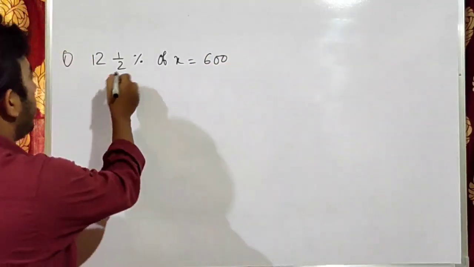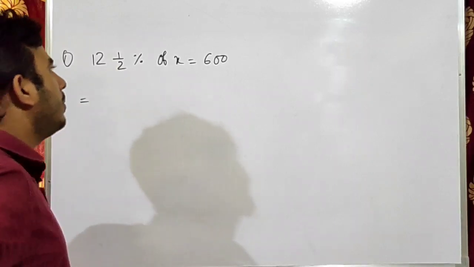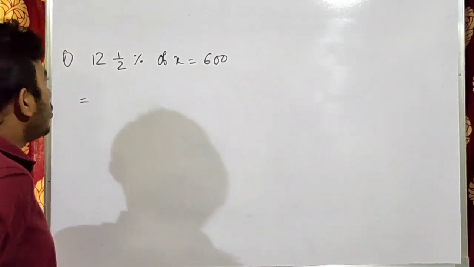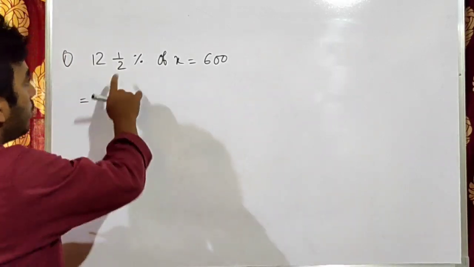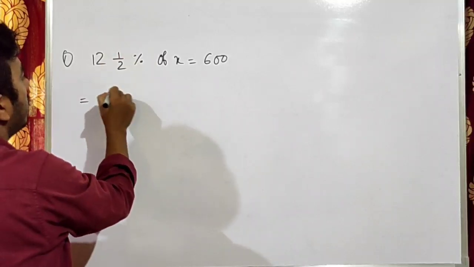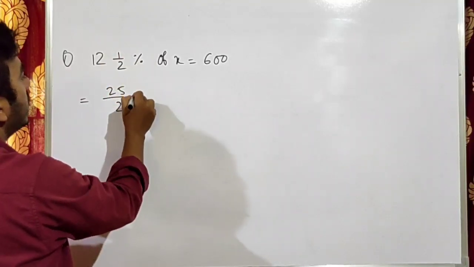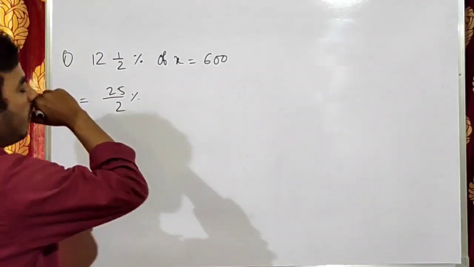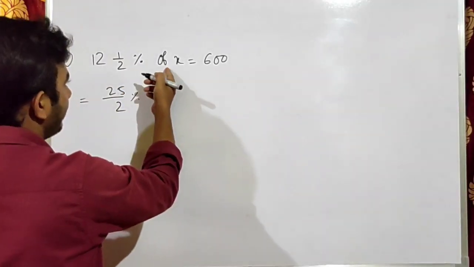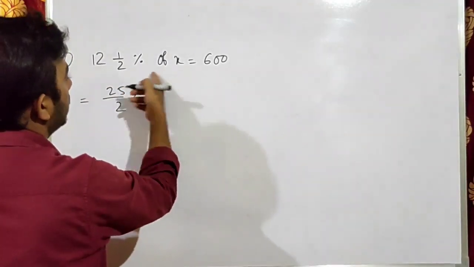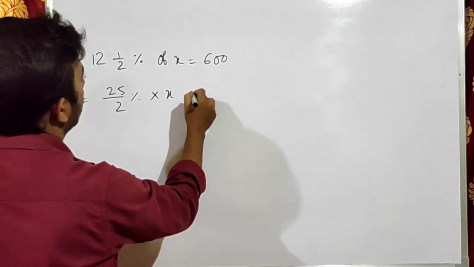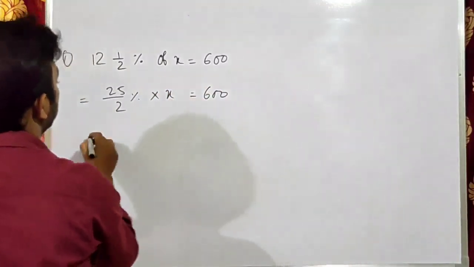Okay, so first let's convert into the proper fraction. 2 into 12 is how much? 2 into 12 is 24 plus 1, 25. So 25 by 2%. Of means into, x equals 600.